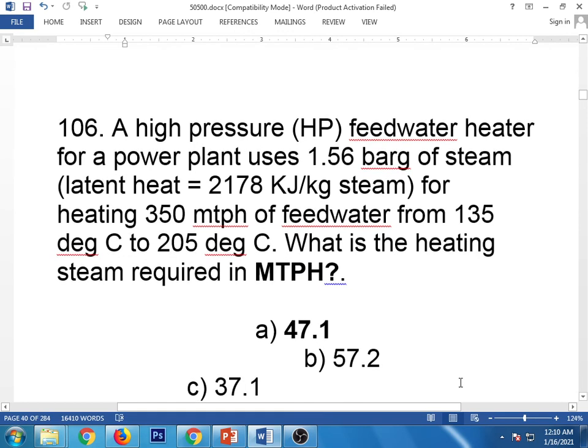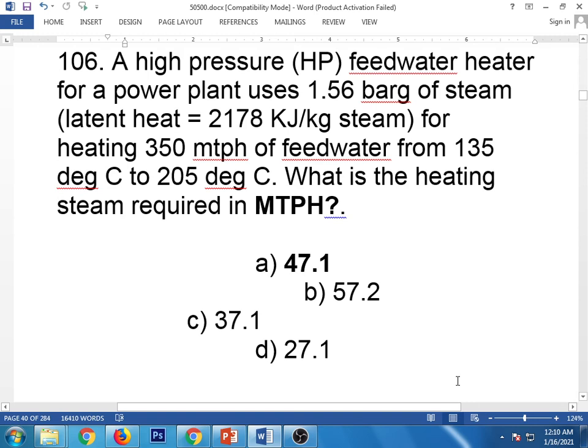A high-pressure HP feed water heater for a power plant uses 1.56 bar g of steam. Latent heat is equal to 2,178 kJ per kilogram of steam. For heating 350 mtph of feed water from 135 degrees Celsius to 205 degrees Celsius, what is the heating steam required in mtph? Answer: 47.1.